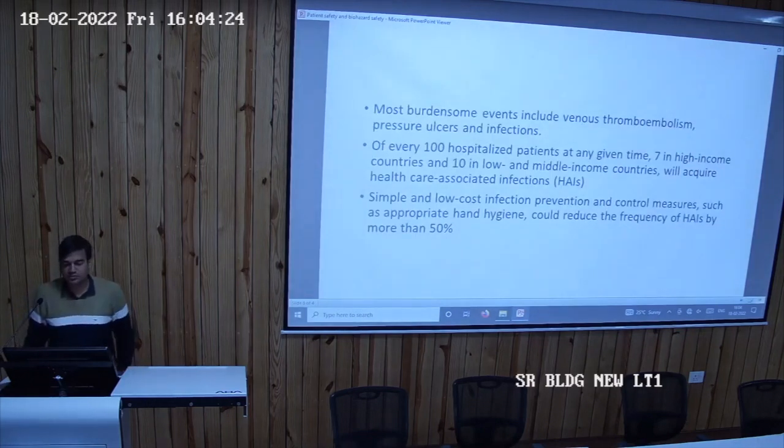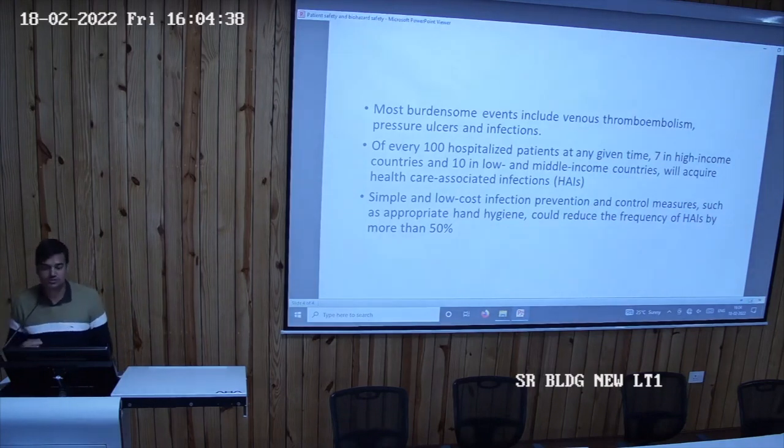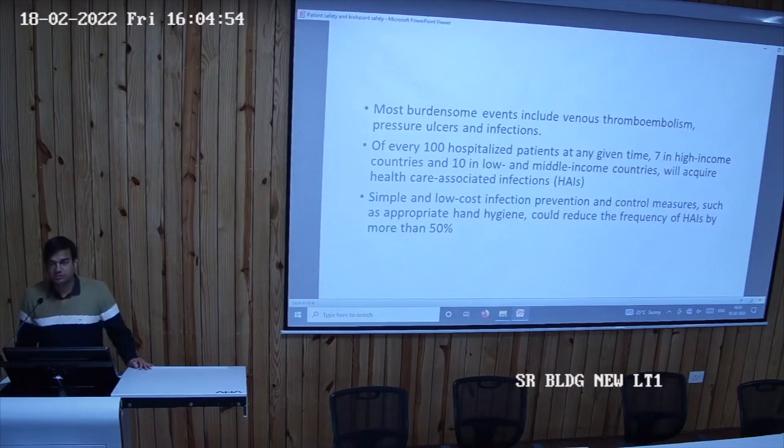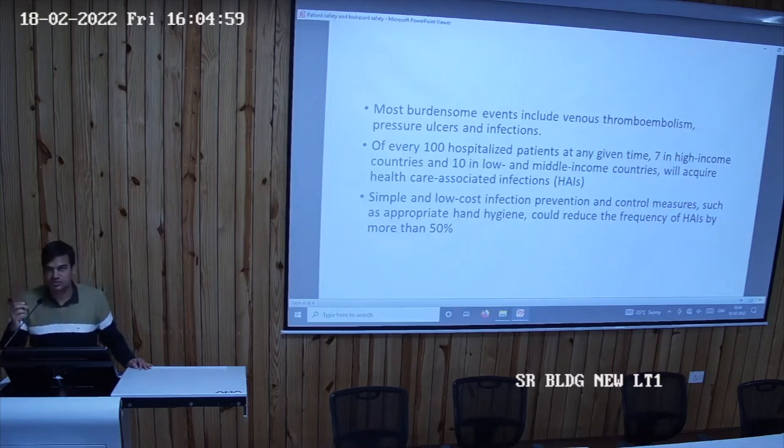Most burdensome events include venous thromboembolism, pressure ulcer, and infections. Venous thromboembolism is when the patient is in a bedridden condition, and thrombi form in the deep veins and travel to the vital organs, because you could not mobilize the patient, or you could not give proper occupational therapy. Pressure ulcers: the patient is bedridden, so all the points where the body is in continuous touch with the bed may become damaged.